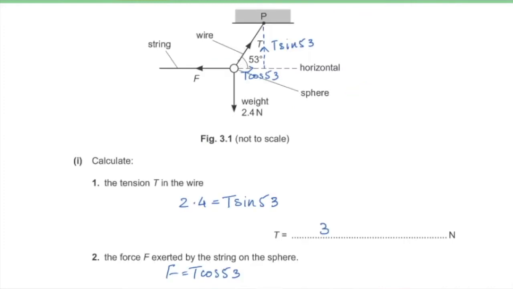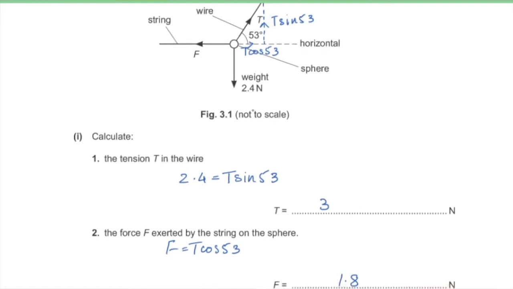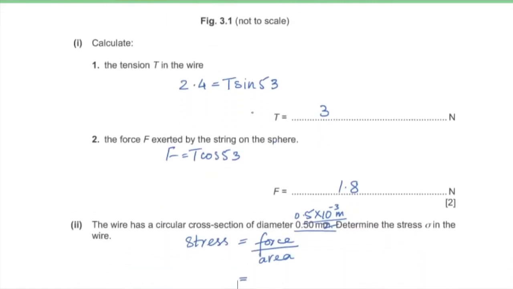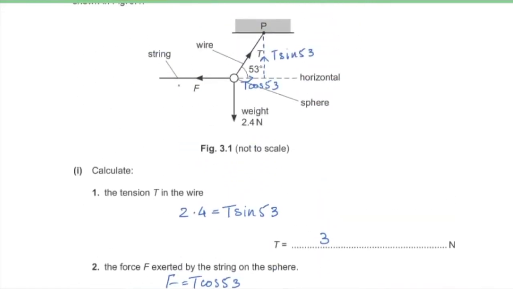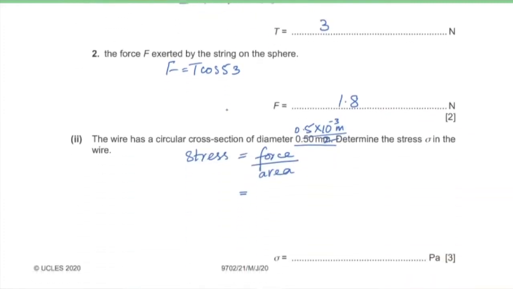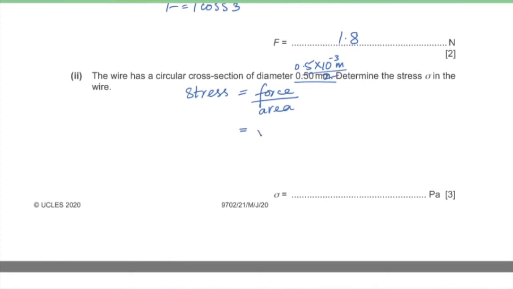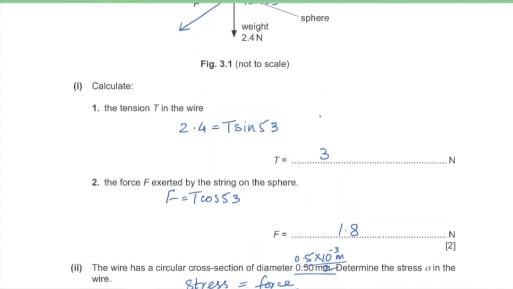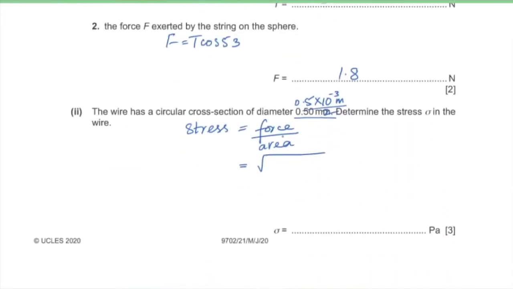So stress on the wire can be calculated by taking the force, which is the resultant of force in string and the weight. So weight has a magnitude of 2.4 newtons, and string has a magnitude of 1.8 newtons. So the resultant of 1.8 and 2.4 will get me the force for the stress.